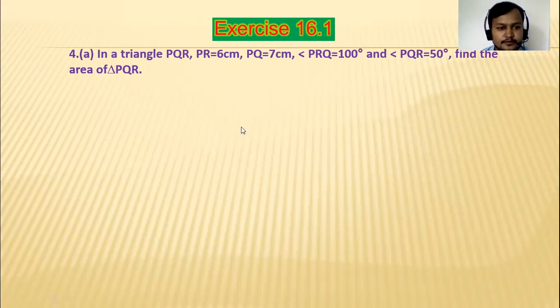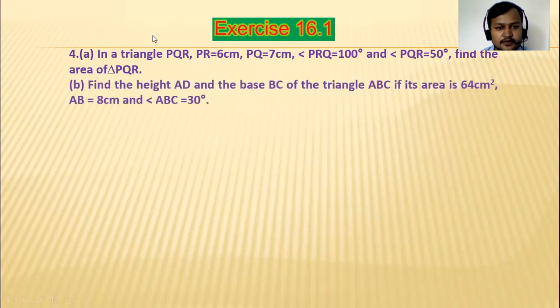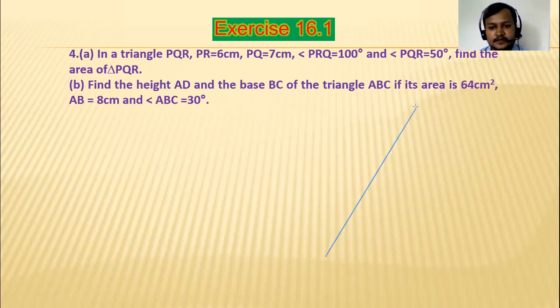Now let's move to B number. This 4A is your homework. Complete that at home. Find the height AD and the base BC of triangle ABC if its area is 64 square centimeter, AB is equal to 8 centimeter and angle ABC is equal to 30 degree. So you have to imagine these figures. What is the name of triangle? Name of triangle is ABC.